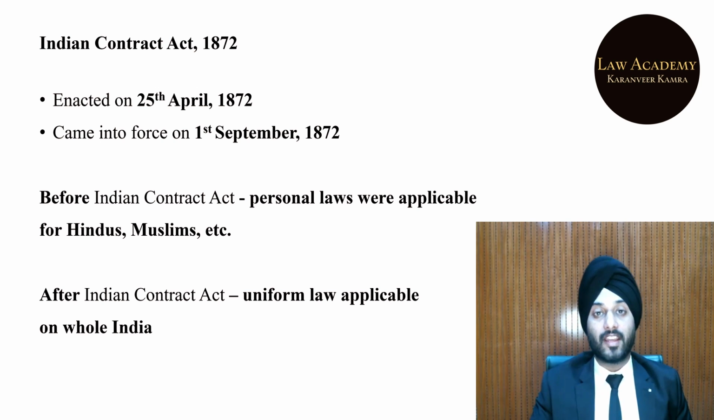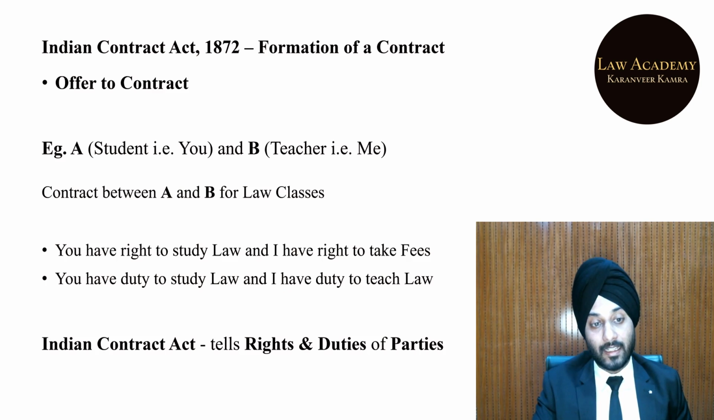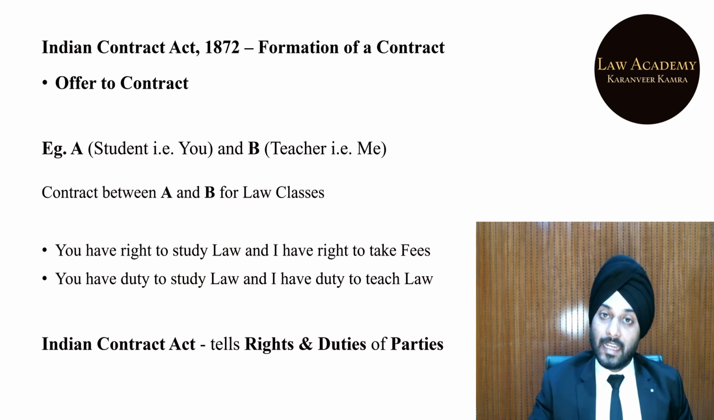So, before the commencement of the Indian Contract Act, personal laws were applicable on the different sections of the society like Hindus and Muslims. So their personal laws were applicable on them. But after the commencement of the Indian Contract Act in India, a uniform law, that is the Indian Contract Act, became applicable on the whole of India.